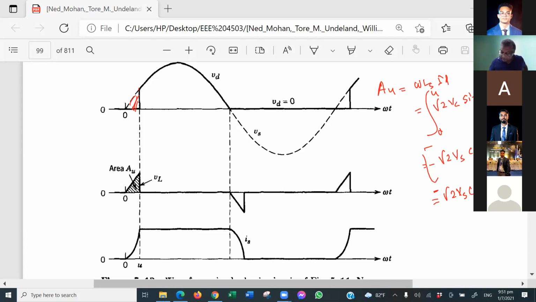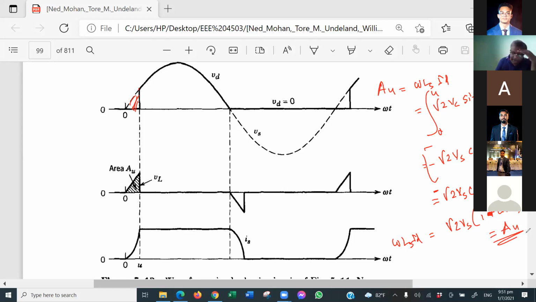And that should be your root 2 Vs, right? Root 2 Vs, yes, sir. Then it will be 1 minus cosine u. Am I correct or not? So 1 minus cosine u, omega Ls ID, and this is your AU, the area you have lost. Yes or not? Yes, sir.